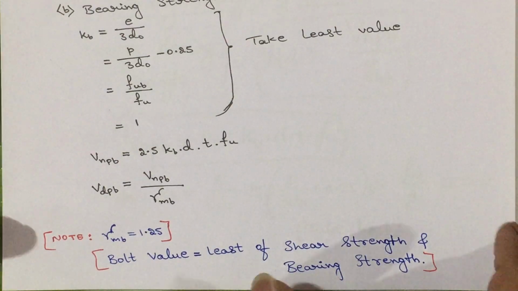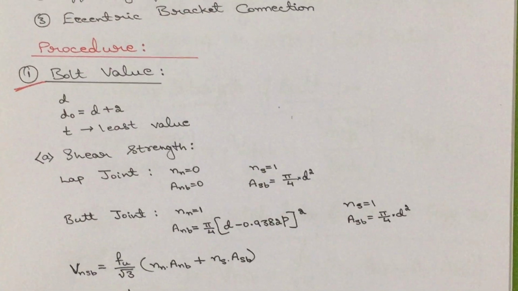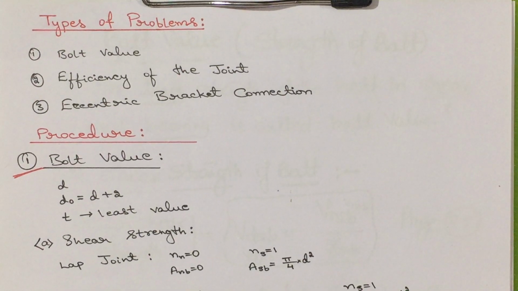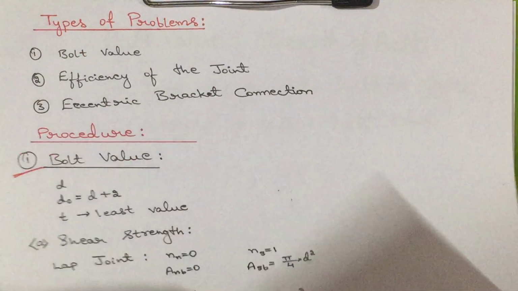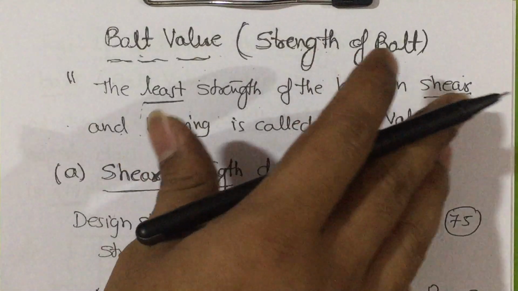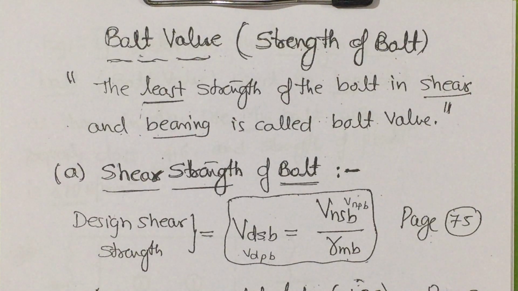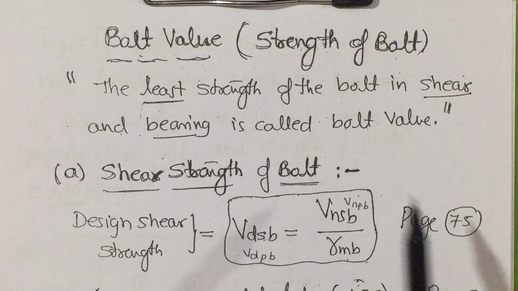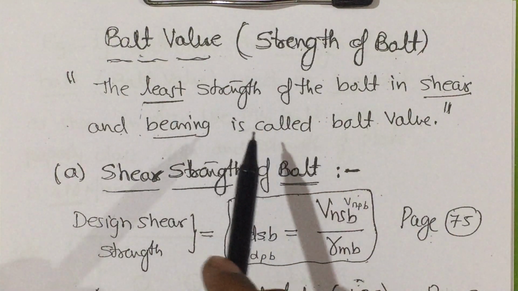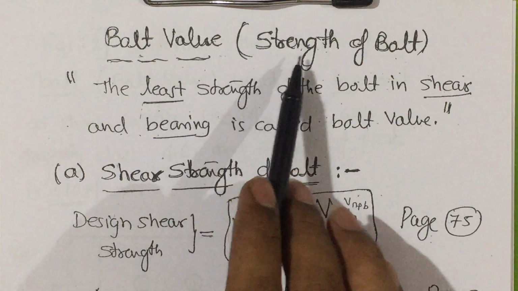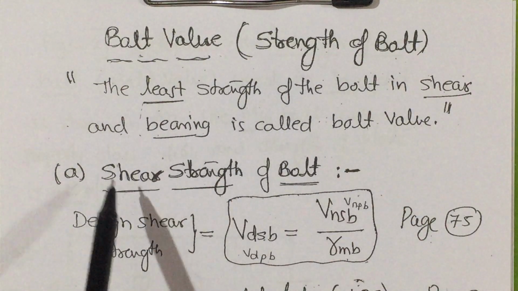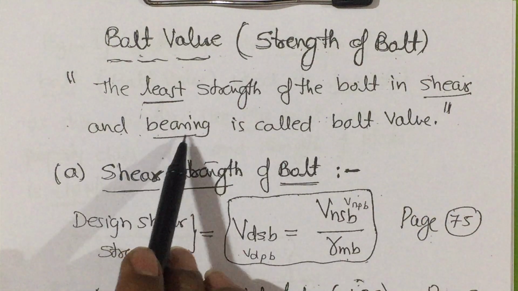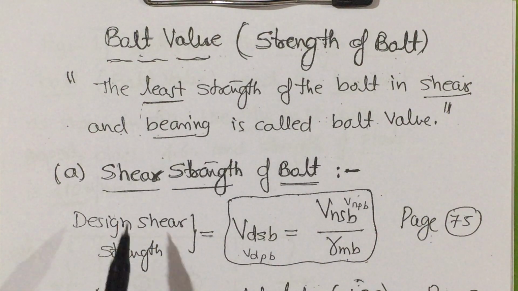So with this basics and the procedure, we are going to solve the numerical problems. Let us start with numericals. Just I will explain what it is, then we are going to solve the problems. Bolt value, or we are going to call that strength of the bolt. The least strength of the bolt in shear and bearing is called the bolt value.